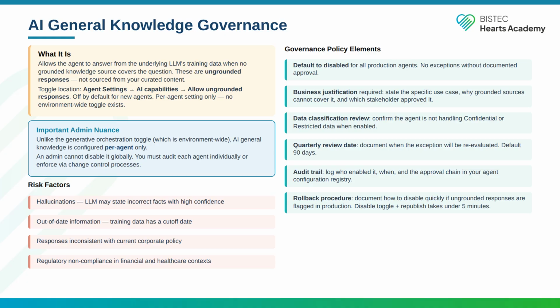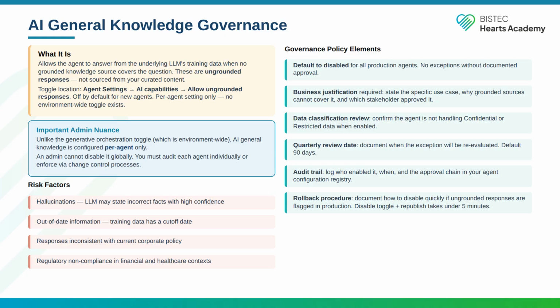Toggle location. Agent settings, AI capabilities, allow ungrounded responses. Off by default for new agents. Per agent setting only. There is no environment-wide toggle for this setting. The orchestration toggle is environment-wide. This one is not. That asymmetry is a governance gap you must close through process, not through a single control point.